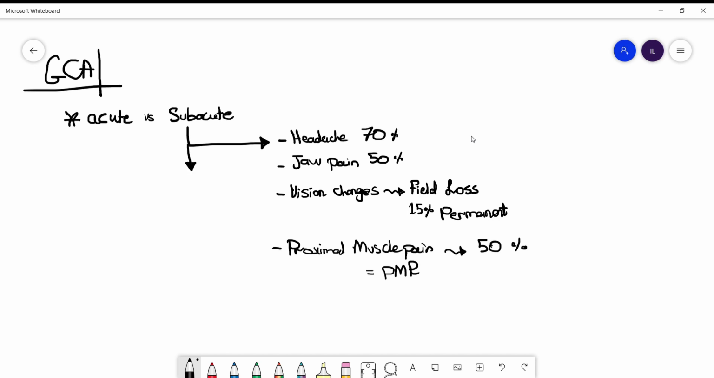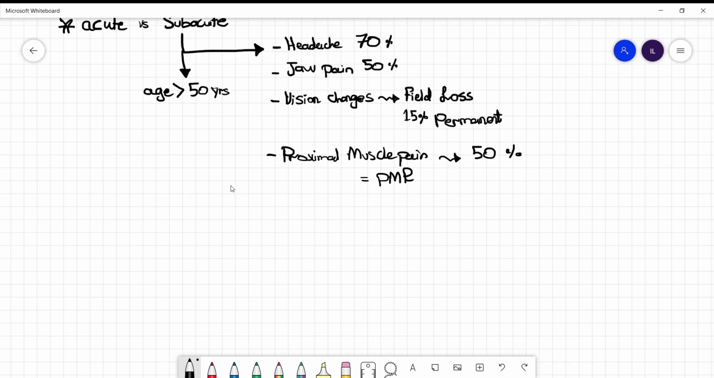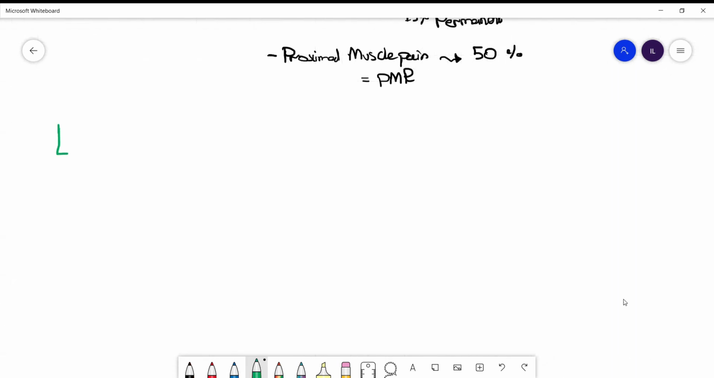Now, one important thing is the age. It's unheard of, or very unusual, to have patients with temporal arteritis who are less than the age of 50. So this is very important in differentiating this disease from many other diseases. Now, based on the history, you will think this patient has temporal arteritis. Next, you want to do a physical exam.